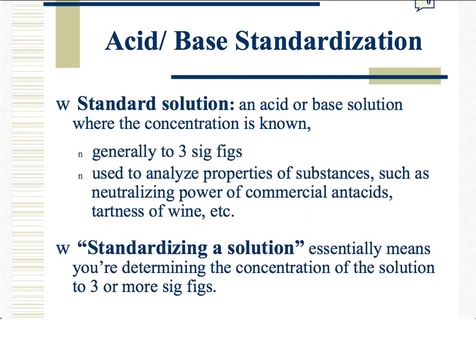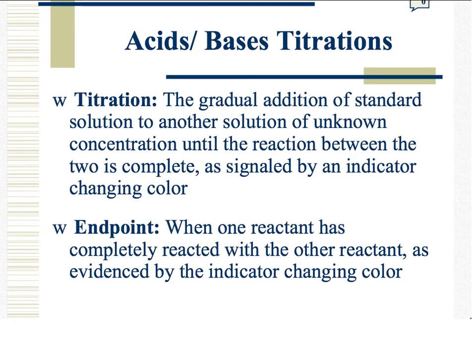When we standardize solutions, we're going to do it to 3 sig figs, and we're going to analyze those substances and look for their neutralization. What this also means is we can standardize by knowing and determining the concentration of these solutions. And lastly, in lab, we're going to do things called titrations. This is where we're going to use that phenolphthalein.